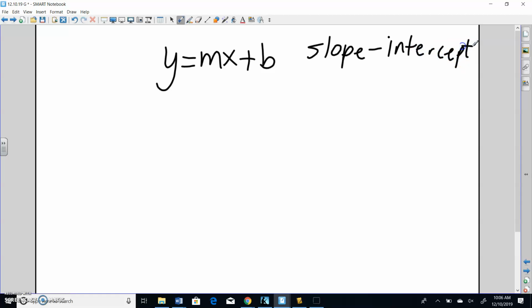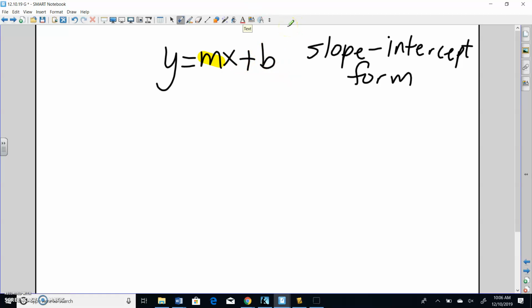This is slope-intercept form of a line. It's called that because when we've isolated y on the left of our linear equation, then we can easily identify the slope and the y-intercept. So the slope, what's our symbol or letter for slope? M. So there's M. That's the slope. And B is the y-intercept.